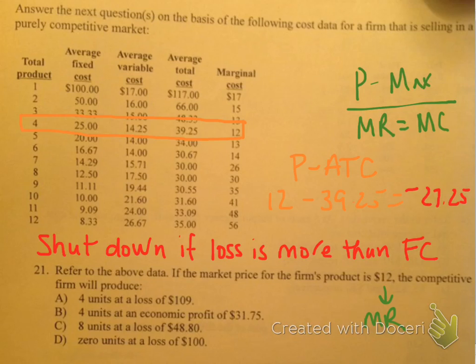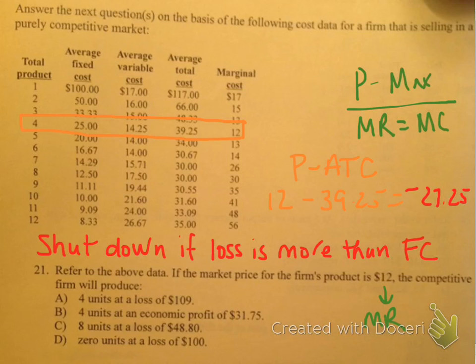The way that they make that decision is by looking at their loss and figuring out which is more, their fixed costs or the loss that they make from staying open. If you shut down, you lose the amount of your fixed costs. If you stay open, you lose the amount that you actually are losing from producing. So the whole key to whether you stay open or shut down is if your loss when you stay open is more than your fixed costs.